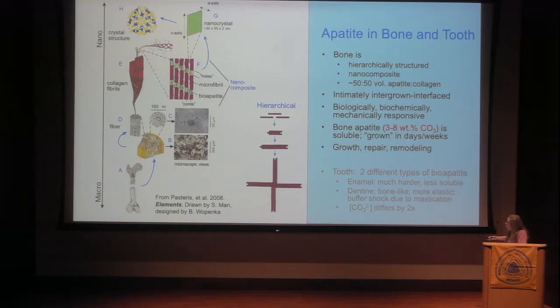They don't do it all alone. They are in a nanocomposite consisting of the nanocrystals and then these nanofibers of collagen. But what is really giving the remarkable strength properties to the bone is the fact that these two very disparate materials are intimately intergrown with each other and interfaced with each other. And so the surface properties of the bioapatite become incredibly important in that strength and stiffness of the bone.